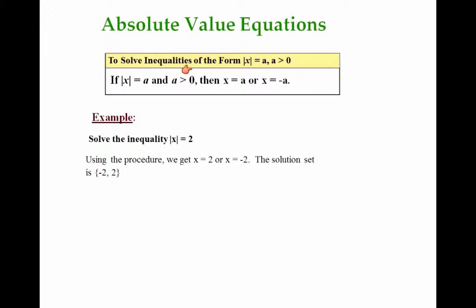To solve an equation of the form absolute value of x is equal to a, where a is greater than 0, if the absolute value of x is equal to a, and a is positive, then x would be equal to a, or x would be equal to minus a. So this would be a simple example. If the absolute value of x is equal to 2, the two numbers would be 2 units from 0. One would be to the right of 0, which is 2, and the other one would be negative 2, to the left.